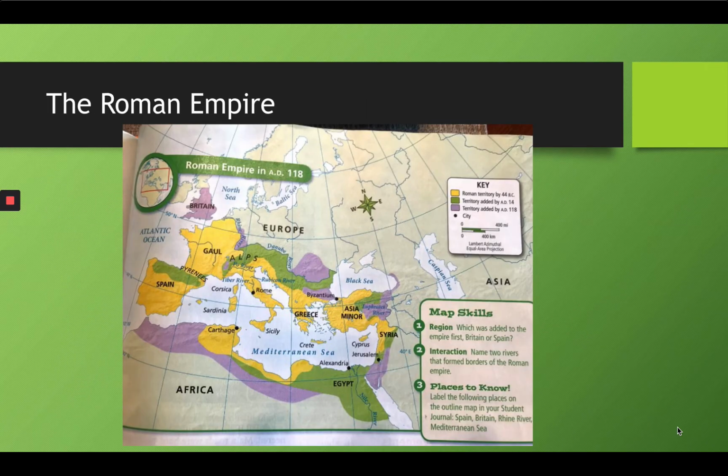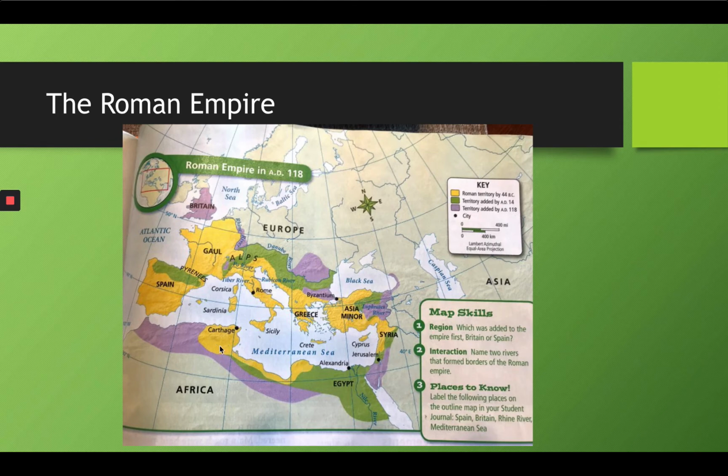And this is a picture from one of our textbooks that shows the growth of the empire. I wanted to show you this for a second. The yellow on this map shows the Roman territory by 44 BC. This is when Julius Caesar is in charge. He has helped to gain this area over here in Gaul. This is modern France.